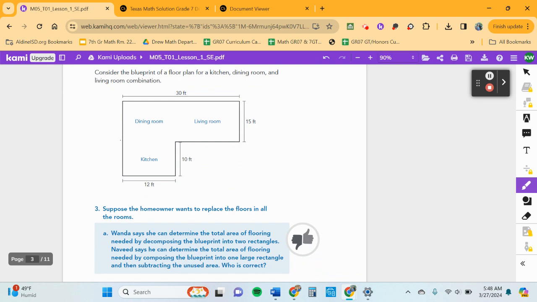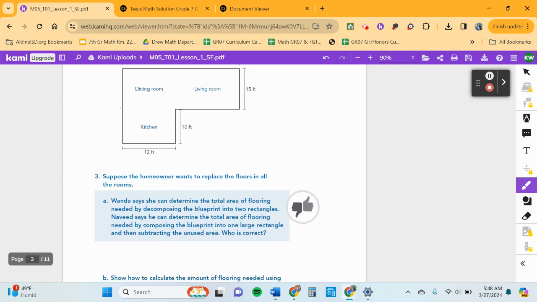Next page, it says, consider the blueprint of a floor plan for a kitchen, dining room, and living room combination. So here we've got a blueprint for someone's first floor of their house. Number 3 says, suppose the homeowner wants to replace the floors in the rooms. So we're talking about the floors here. A, Wanda says she can determine the total area of flooring needed by decomposing the blueprint into two rectangles. Naveed says he can determine the total area of flooring needed by composing the blueprint into one large rectangle and then subtracting the unused area.